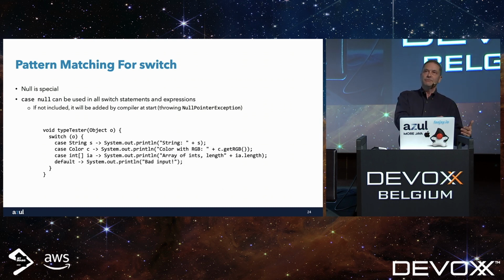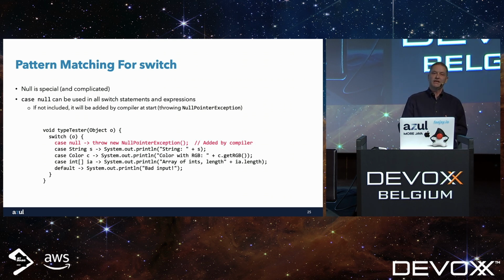If we don't have the null case in our code, and we switch on o, and we've got string, color, int array, and default, what the compiler will effectively generate for us is an extra case above that, which then throws a null pointer exception. So you get effectively the same way that the code works. It doesn't change anything for existing code that doesn't use an explicit null case.